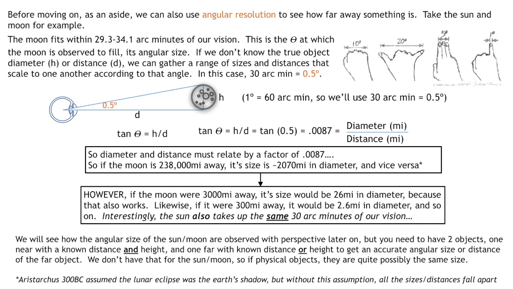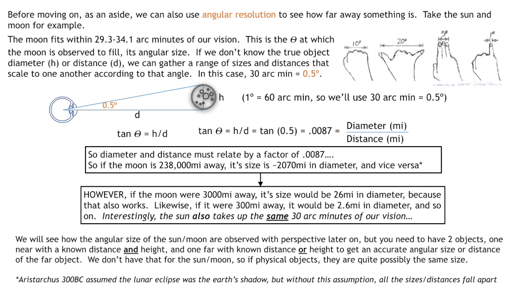So if the moon is a known distance away, then we can calculate its diameter. Or if we know for a fact its diameter, we can calculate how far away it is. So if it's 238,000 miles away, its size is therefore about 2,070 miles, which is what the heliocentric model believes to be the case. However, if the moon were 3,000 miles away, its size would be 26 miles in diameter, because that also works. It's the same ratio. Likewise, if it were 300 miles away, it would be 2.6 miles in diameter, and so on.